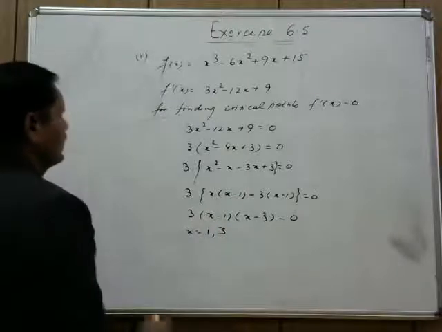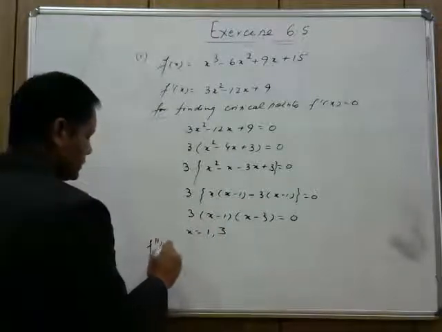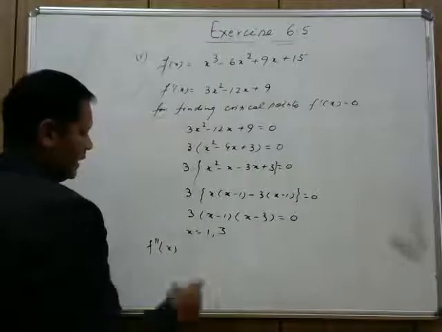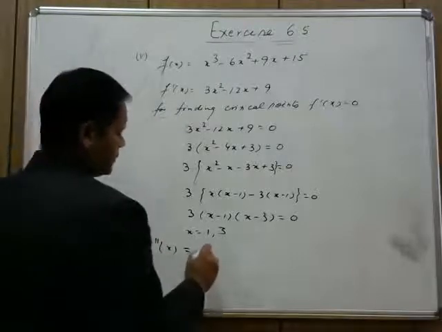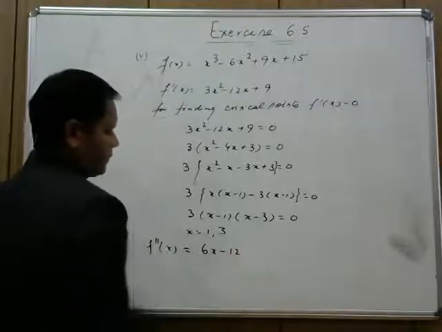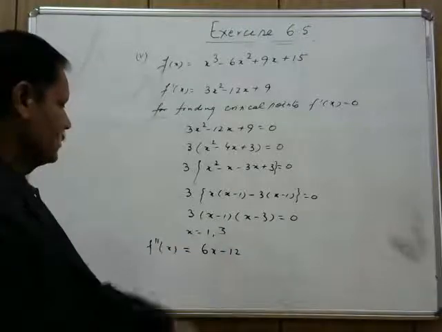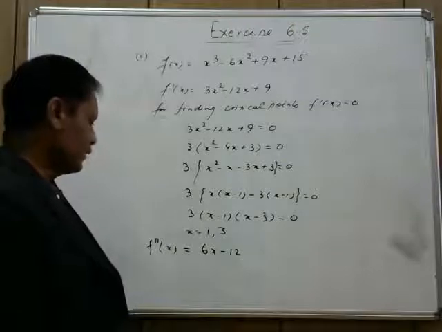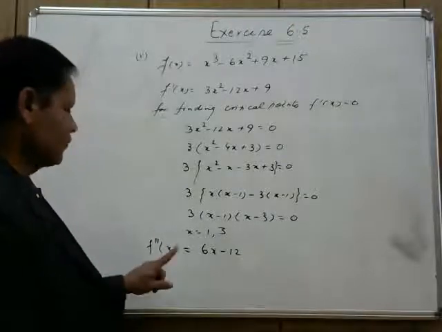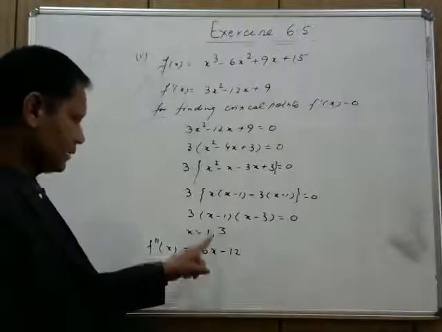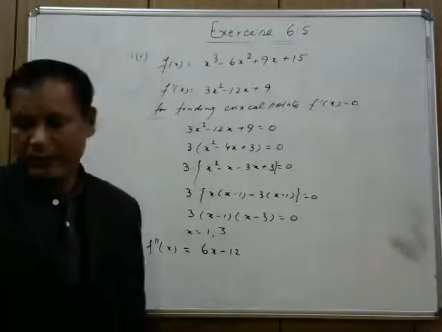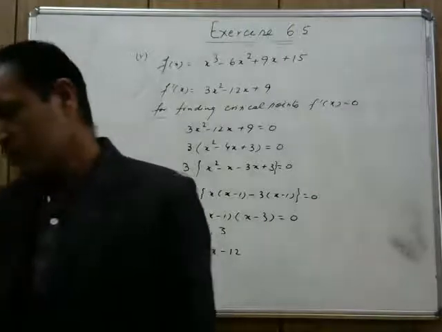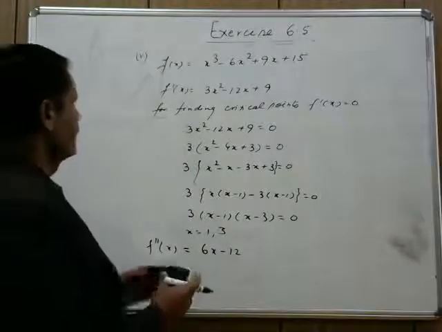Right? Now we'll find out f double dash of x. F double dash of x will be 6x minus 12. For x equal to 1 and 3, we'll find out the sign of f double dash of x at x equal to 1 and x equal to 3, and we'll check whether it is positive or negative. Right?